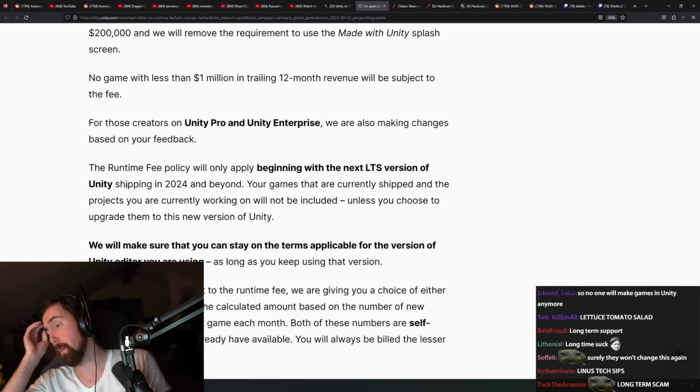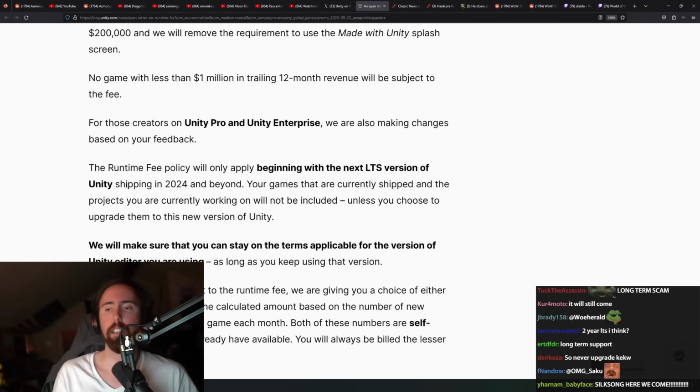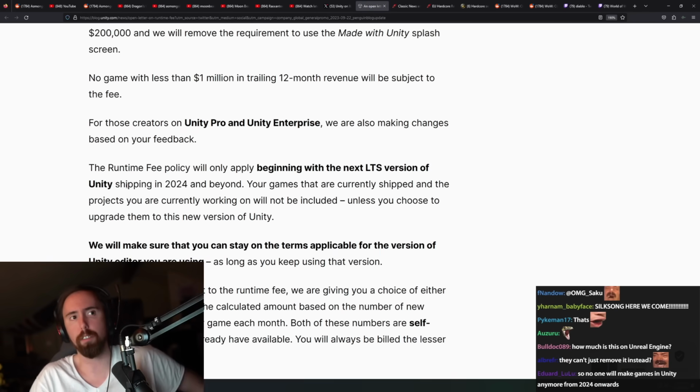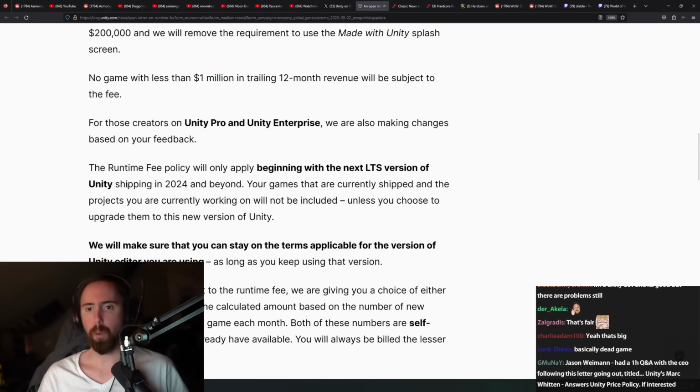So that's kind of good. I mean, I'll have to say that basically they're saying anything that you're currently working on is not going to be related to the new policy. I think that's good. So yeah, never upgrade, exactly.